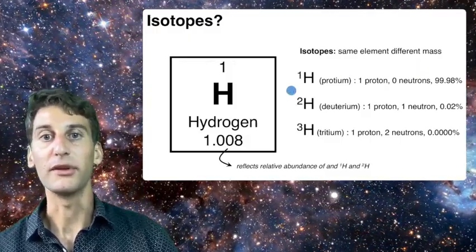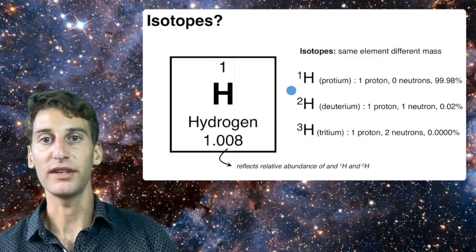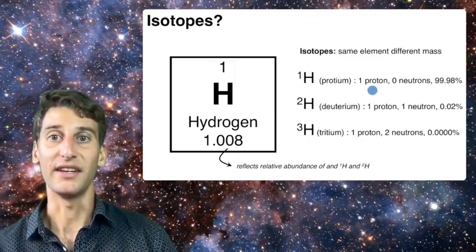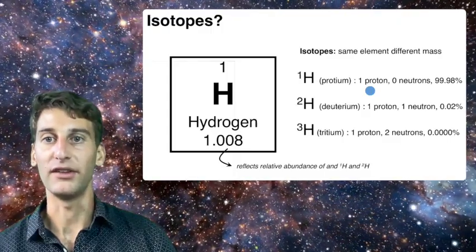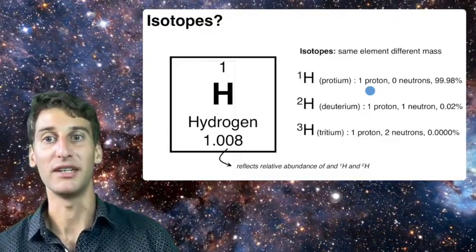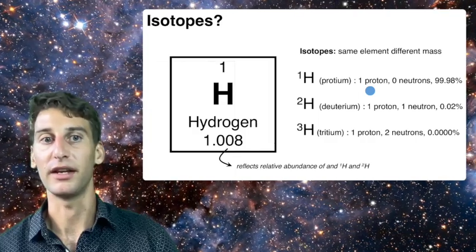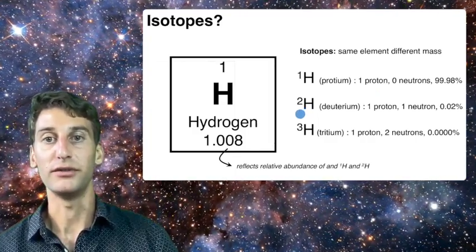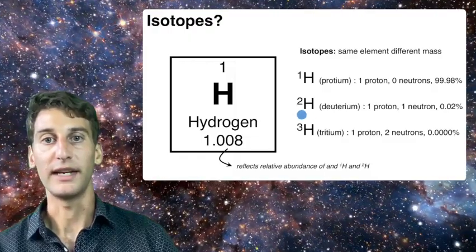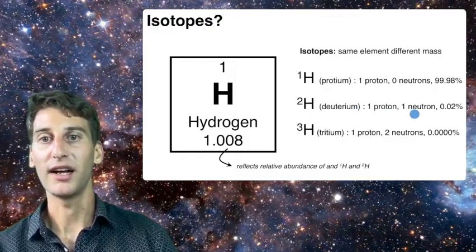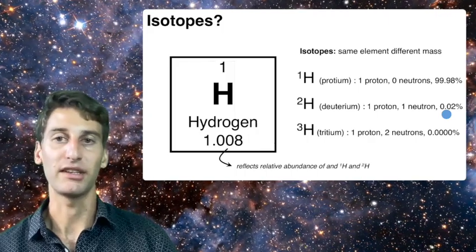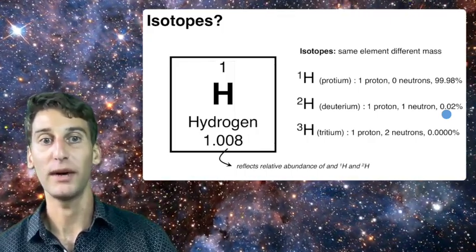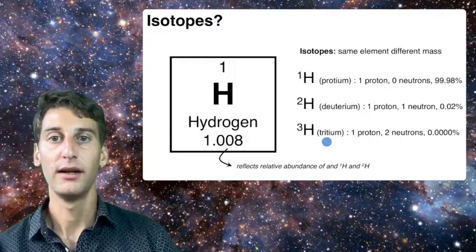So the most common form of hydrogen in the universe is H1, like the highway. It's got 1 proton and 0 neutrons, and it represents 99.98% of hydrogen out there in the world. That said, there's a rare form of hydrogen called deuterium, or H2. It's got 1 proton, 1 neutron, and it basically forms 0.02% of all hydrogen out there. So it's very rare, but it's twice as heavy as normal hydrogen.